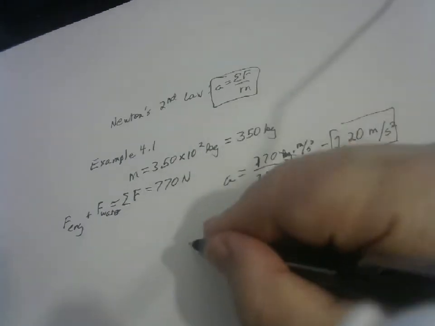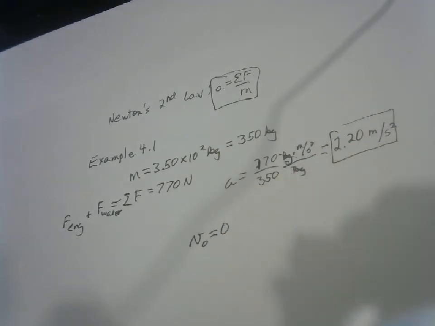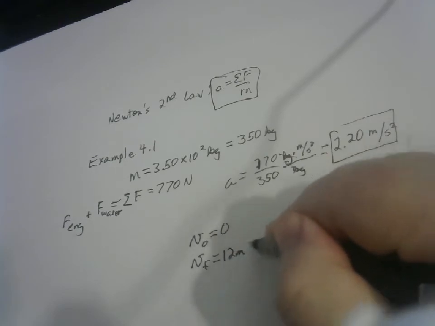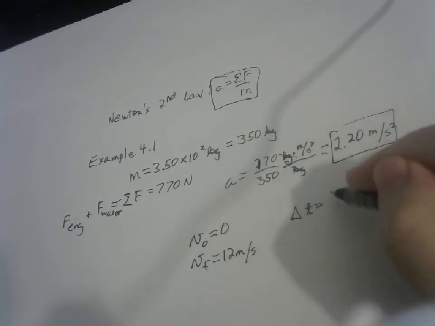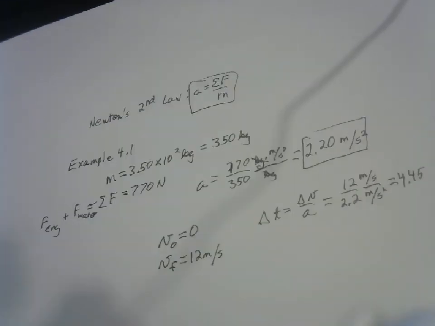Now, starting from rest, how long does it take the airboat to reach a speed of 12 meters per second? For that, we'll use delta t equals delta v over a, which is going to be 12 over 2.2, meters per second divided by meters per second squared. The seconds comes up to the top, and we get 4.45 seconds.